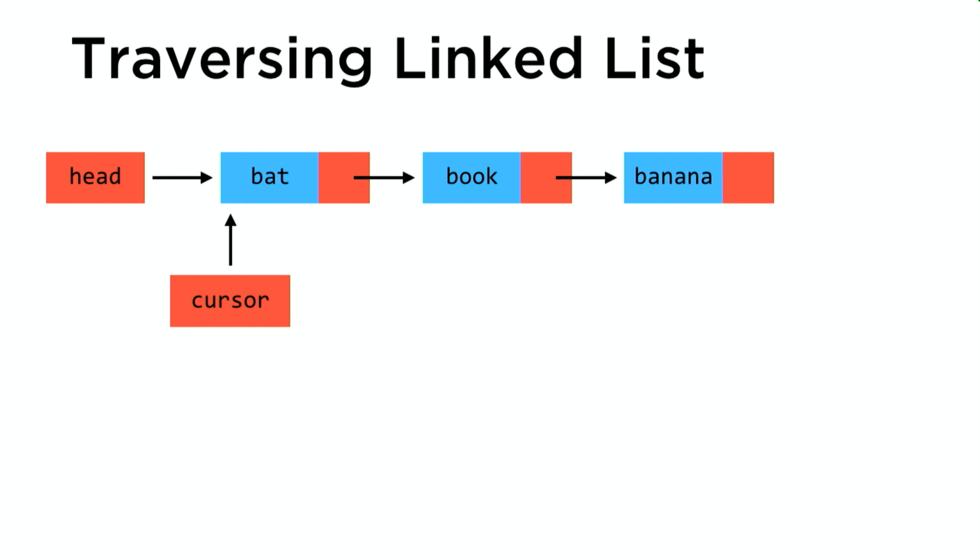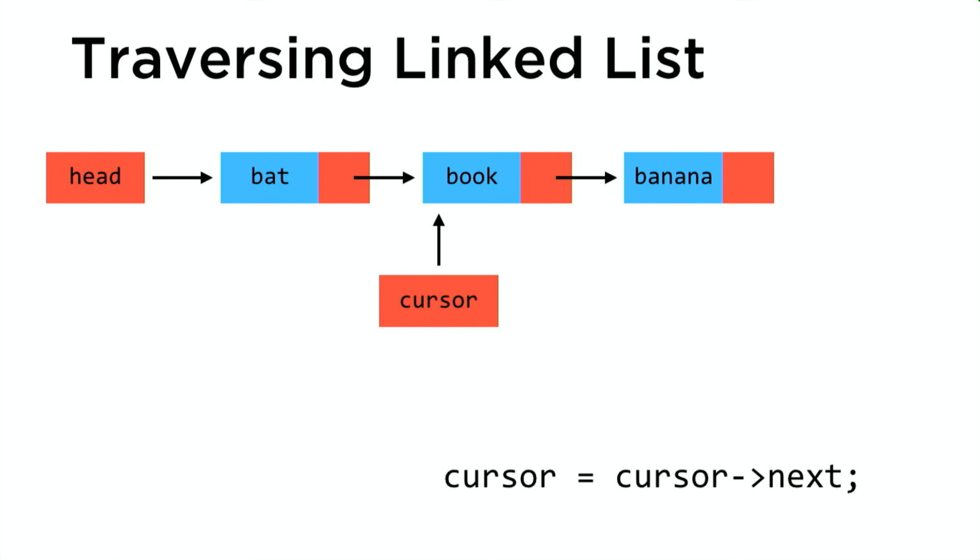And I might check, is bat the word I'm looking for? And if it's not the word I'm looking for, then what I'd like to do is take the cursor and move it to the next node in the linked list. Well, where is the next node stored? It's stored inside of the next field, inside of the node that I'm currently looking at. So if I were to use syntax like cursor equals cursor arrow next, that would mean take cursor and set it equal to whatever cursor's next pointer is currently pointing to. So that would move cursor to the next node in the linked list.